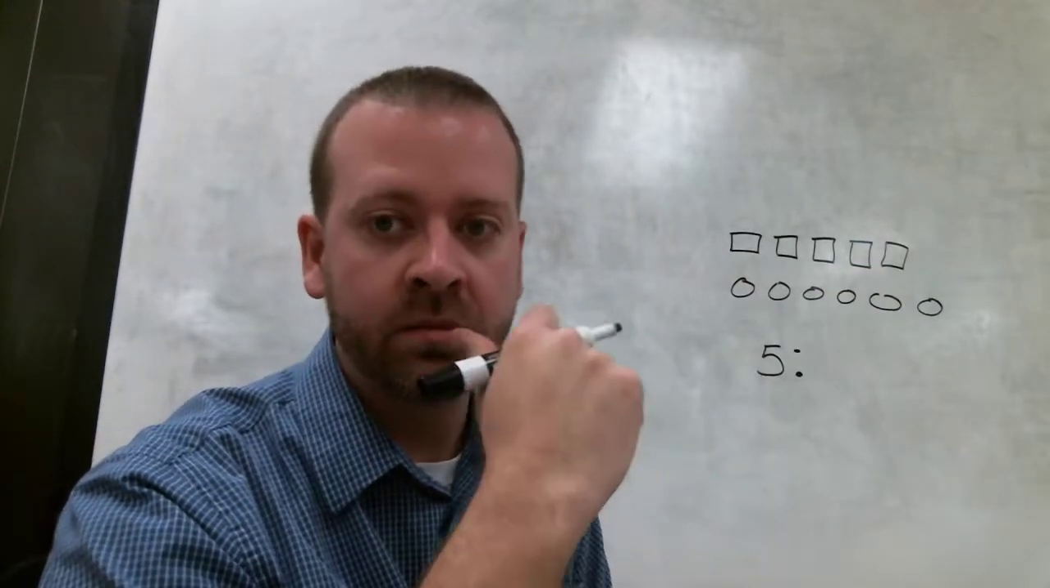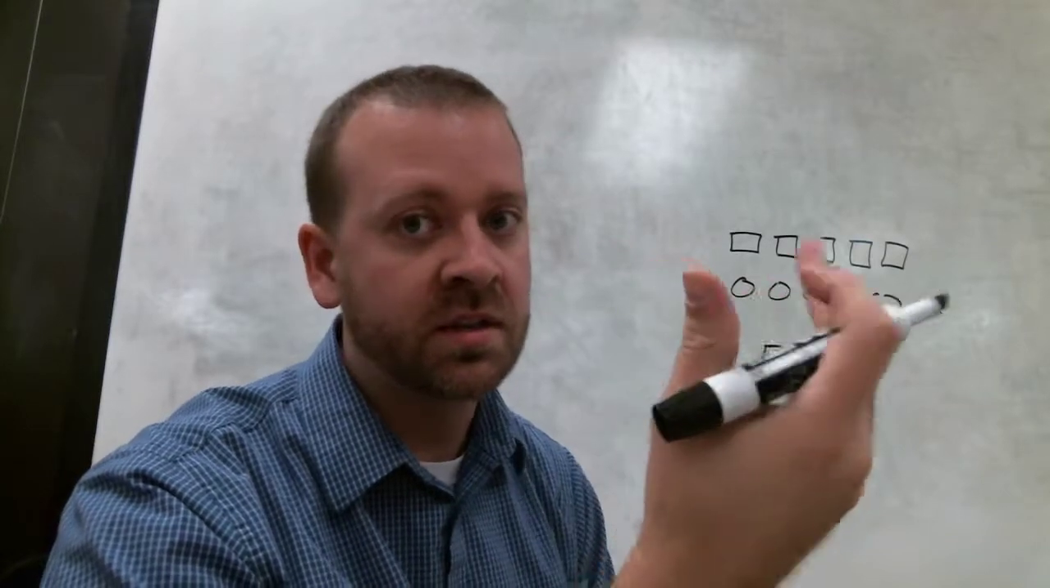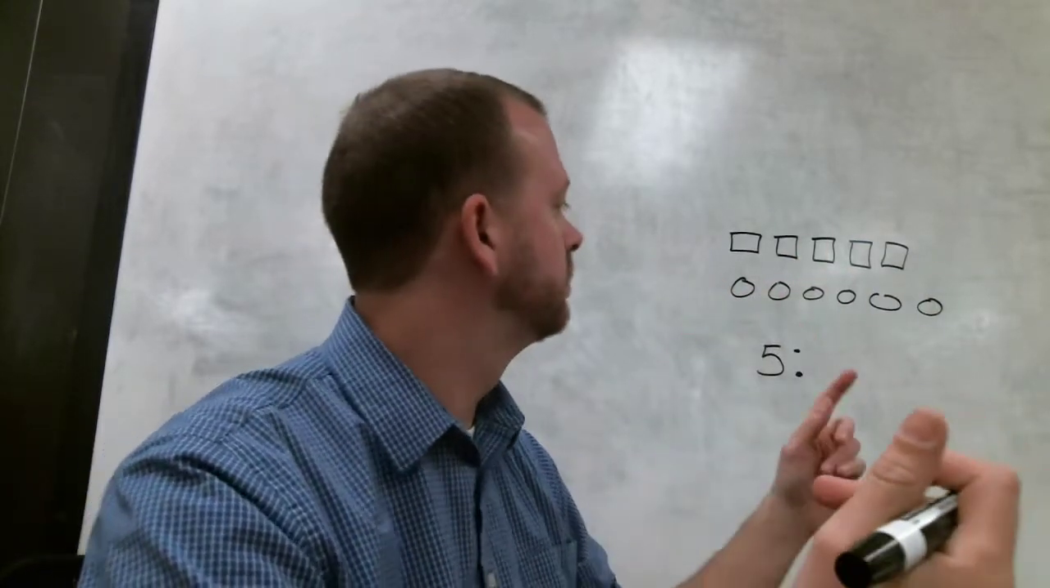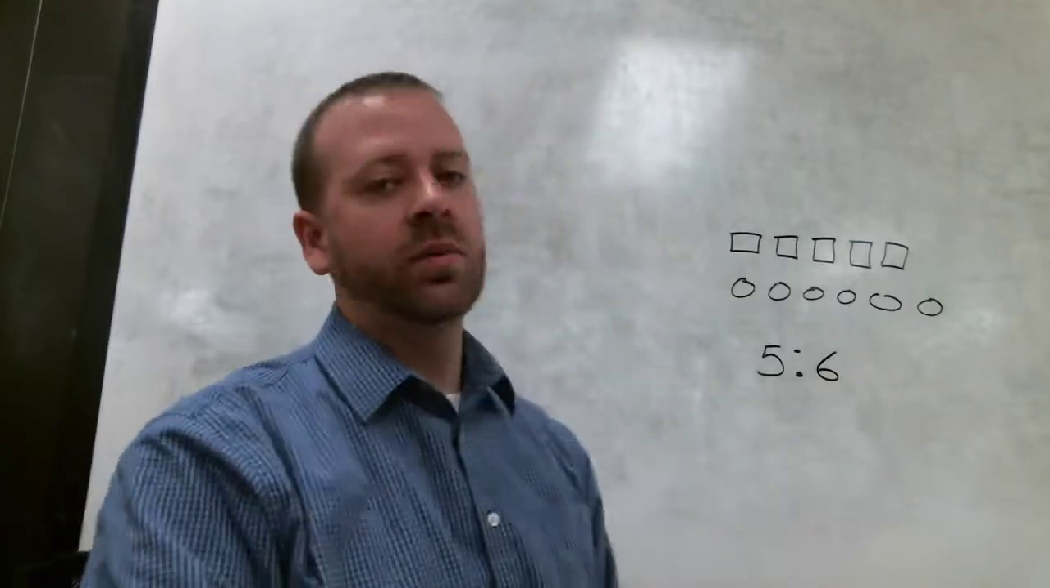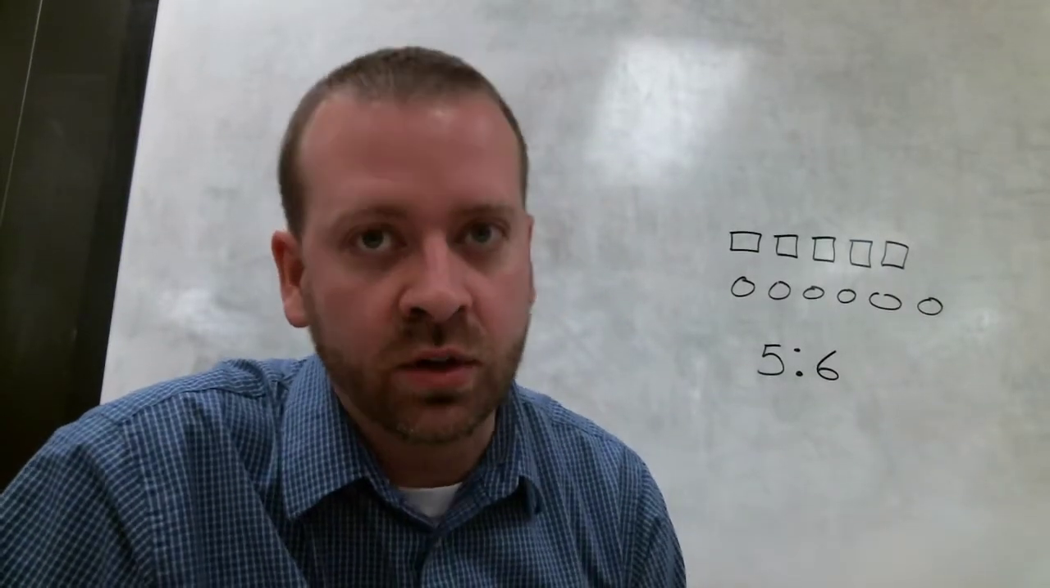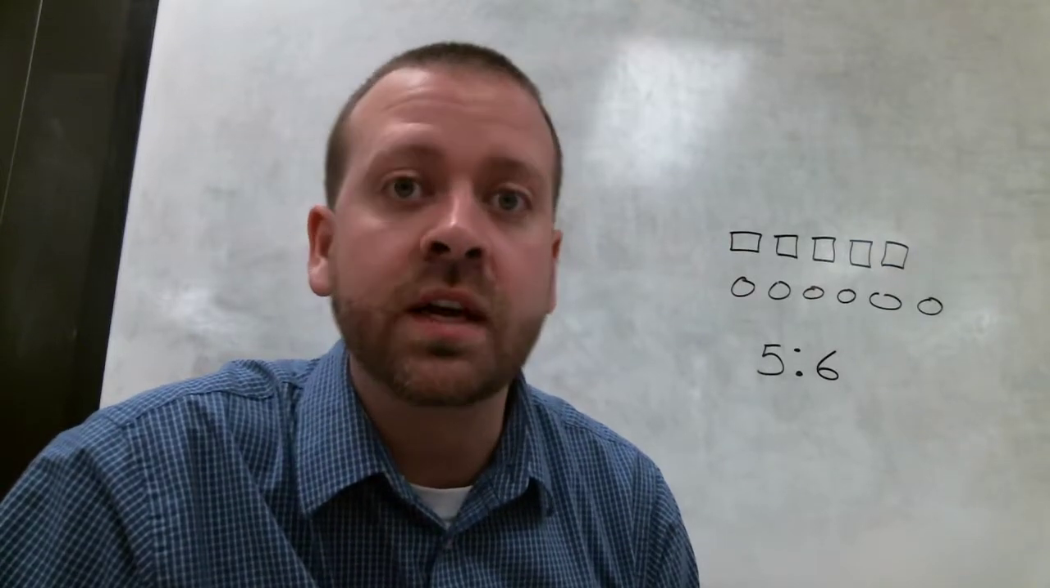And then our next quantity, which is the second thing they asked for, which were circles. 1, 2, 3, 4, 5, and we've got 6. So the ratio of squares to circles is 5 to 6.